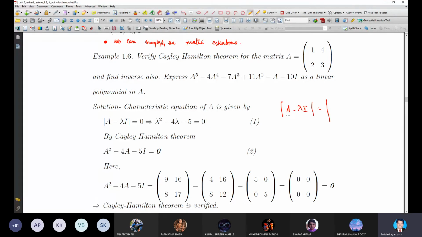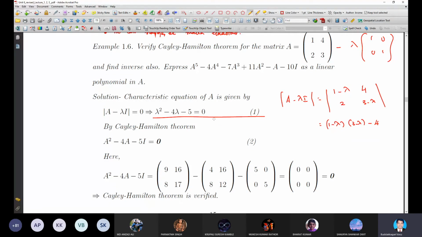That means the determinant of A is this much. Then A minus lambda into I, meaning 1, 0, 0, 1, will be considered. So that will give you 1 minus lambda, 4, 2, 3 minus lambda. Now its determinant is equal to (1 minus lambda) into (3 minus lambda) minus 4, AD minus BC. You get lambda square minus 4 lambda minus 5 is equal to 0. This is the characteristic equation, right?